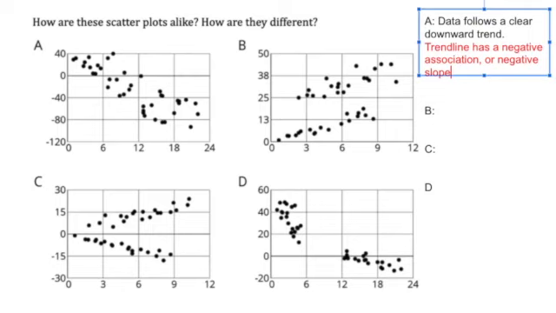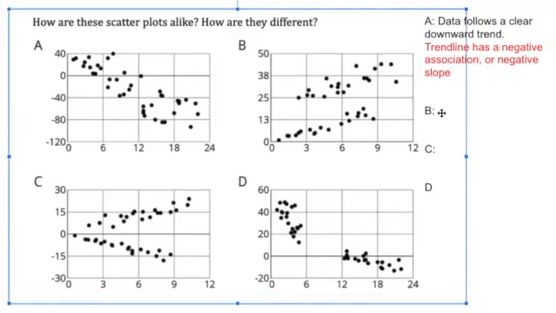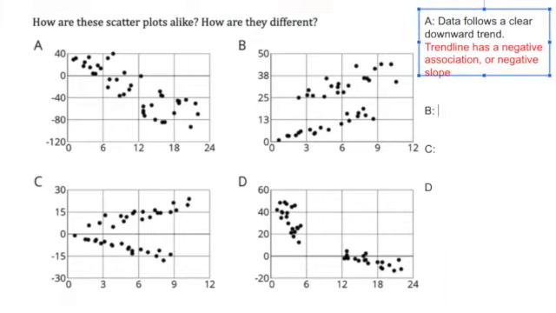So graph A, trend line has a very negative association. The points are pretty close to the line. Nothing crazy is happening. It's pretty hard to deny that. Scatter plot B seems to go up slowly over time, so it has what we call a positive association, or positive slope.